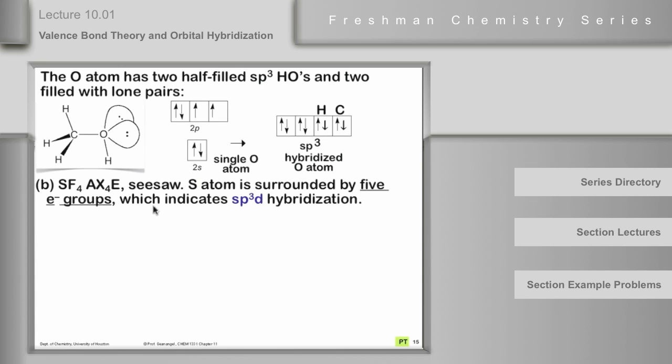Well, let's look at SF4. I mentioned it before. If you draw the Lewis dot diagram for it, there's a pair of electrons on the sulfur. So that means the sulfur has 4 bonding electron groups and 1 lone pair. So that'll be an AX4E, which, if you recall, is a seesaw structure. And the sulfur atom has a total of 5 electron groups. And if it has 5 electron groups, we need 5 hybrid orbitals, so that means we're going to use sp3d hybrid orbitals.